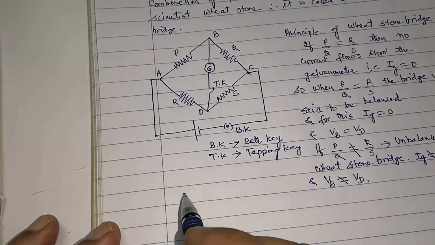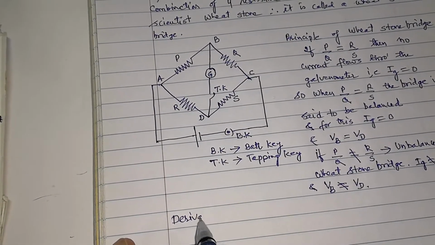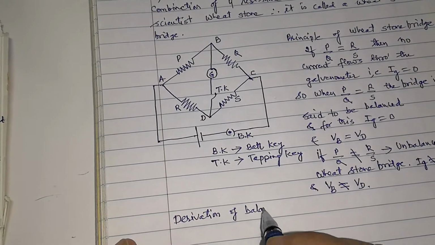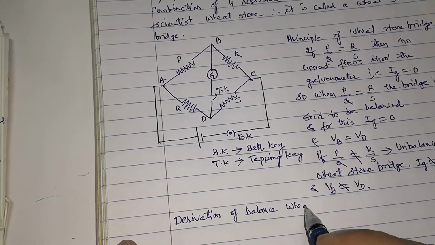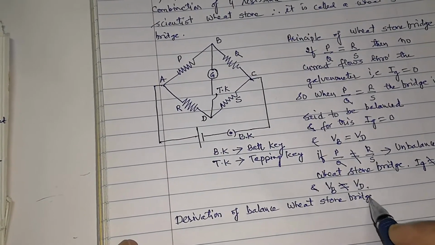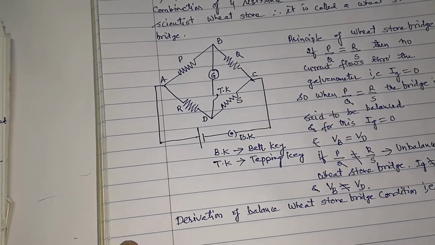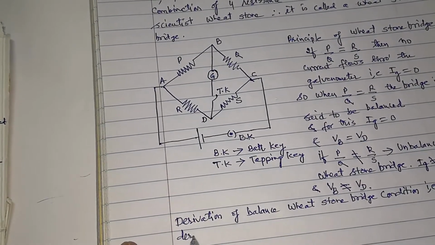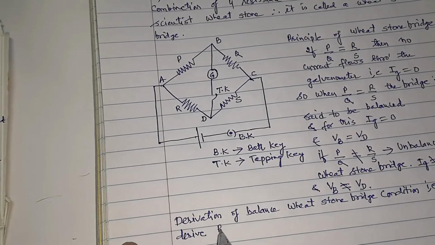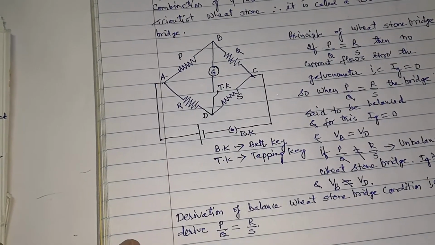Okay, let me write here: derivation of balanced Wheatstone bridge condition, that is to derive P upon Q equal to R upon S.